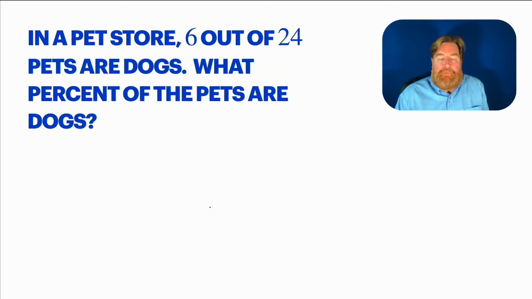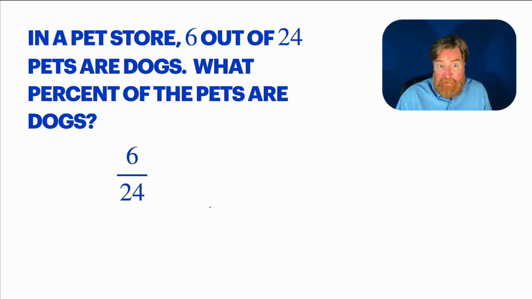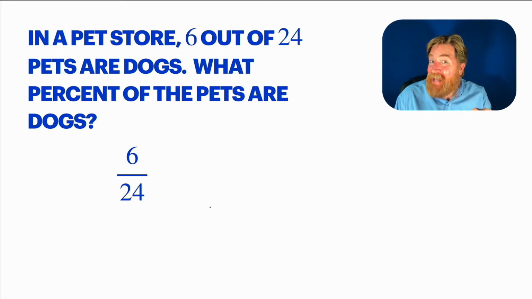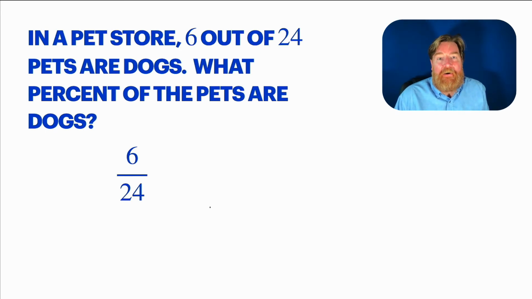All right, here's another one. Slightly different though. Look at what they're asking. In a pet store, 6 out of the 24 pets are dogs. What percent of the pets are dogs? All right, well, right away, we know the fraction, right? 6/24. But that's not what they asked for this time, if you notice. They asked what percent of the pets are dogs. So they're looking for a fraction, but in hundredths, right? Percent. So we need to convert our fraction there into percents.